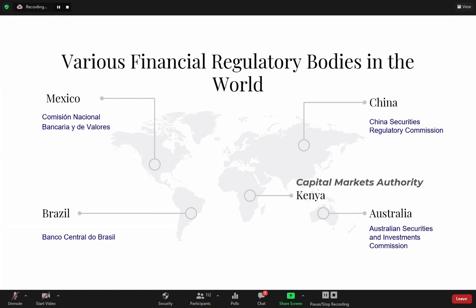From this slide, you can see we've highlighted a few countries, but the key one we'd want to look at is Kenya. Kenya is regulated by the Capital Markets Authority, that you indulge in business with in the matters of shares and such. As such, capital markets, I'd like to explain that.